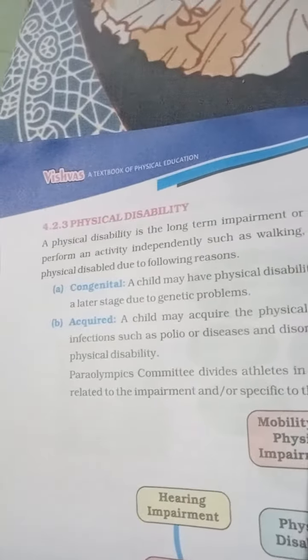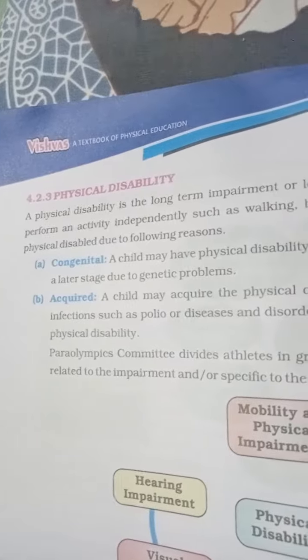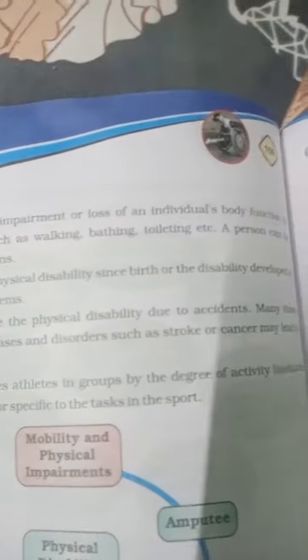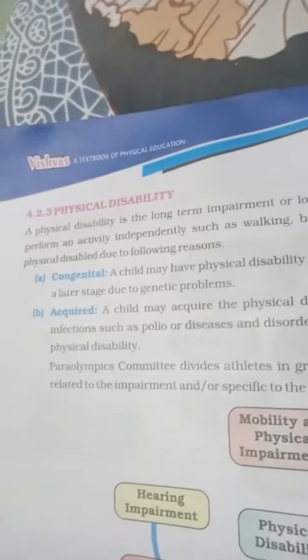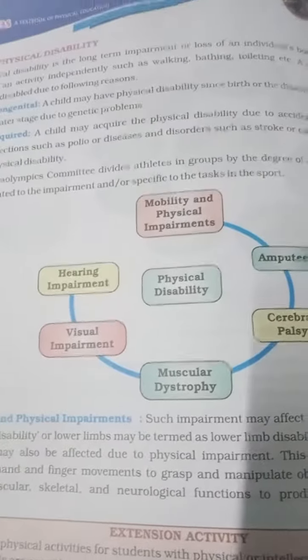So, physical disability is the long-term impairment or loss of an individual's body function to perform an activity independently, such as walking, bathing, toileting, etc. A person can be physically disabled due to reasons like congenital or acquired. Congenital means physical disability since birth, or disabilities developed at a later stage due to a genetic problem. Acquired means a child may acquire the disability due to an accident. Many infections such as polio, and disorders such as stroke or cancer, can also affect. So these are the ways.